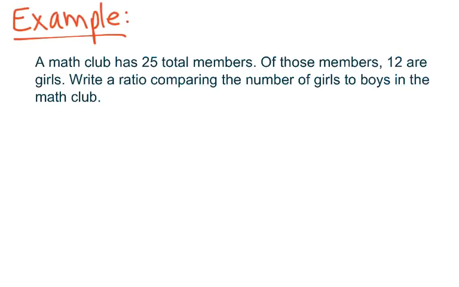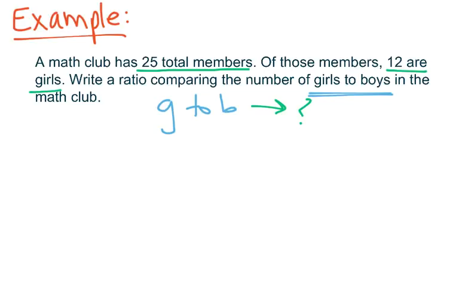Another example says a math club has 25 total members. Of those members, 12 are girls. Write a ratio comparing the number of girls to boys in the math club. So this is a little different. We're looking at girls to boys, but in this problem they tell us we have 25 total members, and then they tell us that there are 12 girls. So right now we don't know how many boys we have.